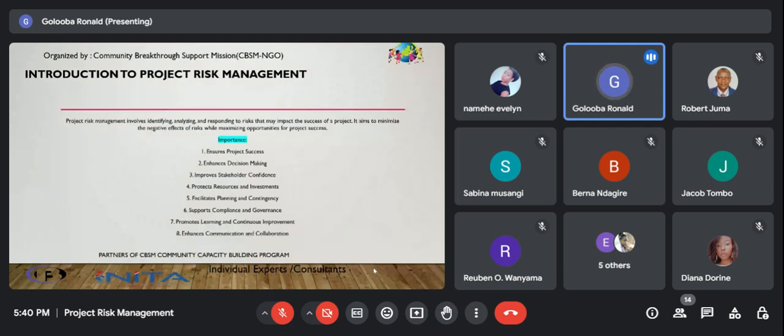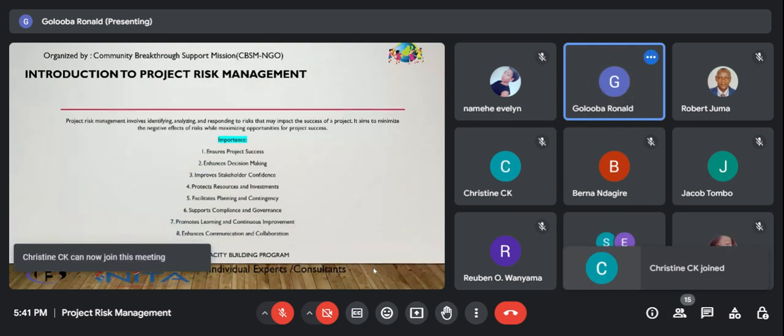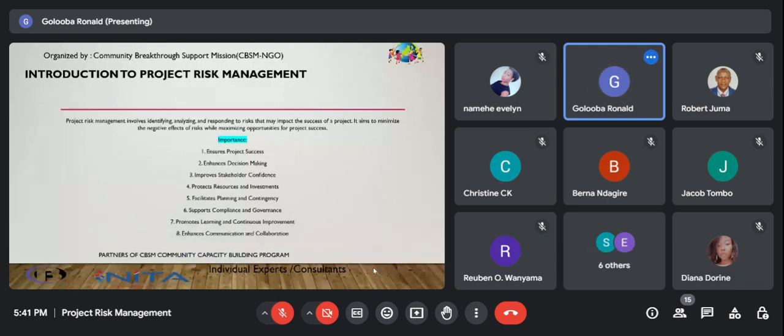It promotes learning and continuous improvement by evaluating risk management outcomes. Project managers are able to identify valuable insights for future projects, fostering a culture of learning and continuous improvement within the organization. It enhances communication and collaboration. It encourages open communication and collaboration among project stakeholders.